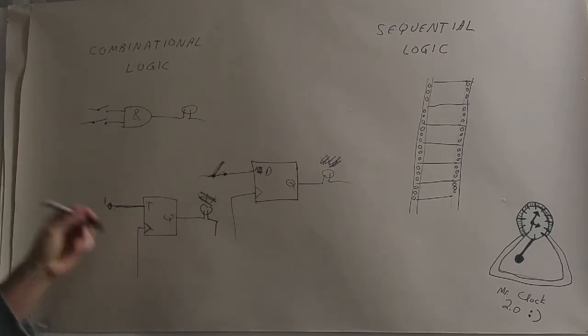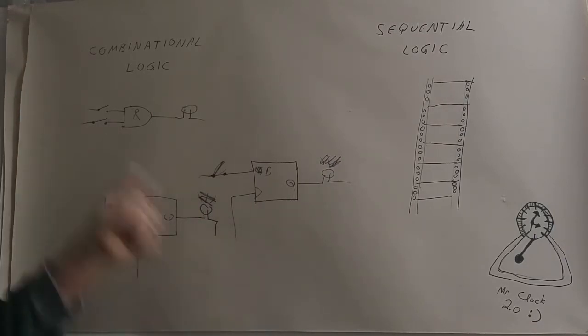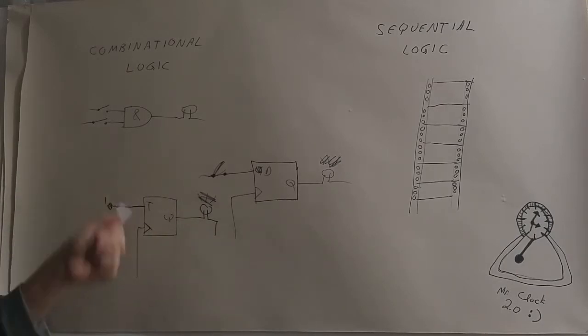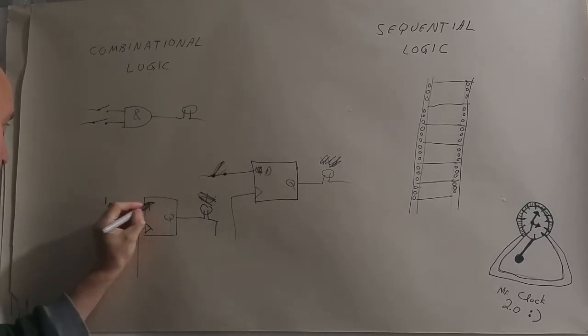And in subsequent ticks, the light will change every time the clock ticks and this line is a 1. So the T means toggle, basically.